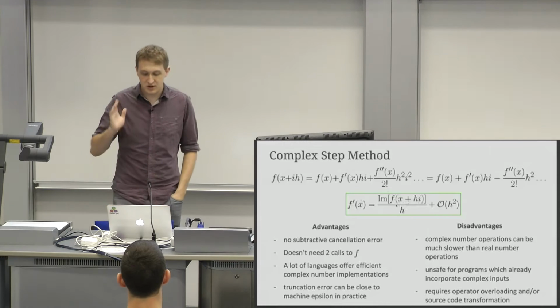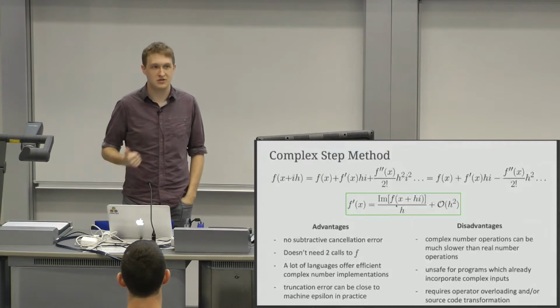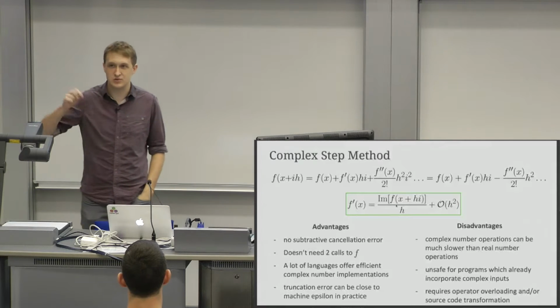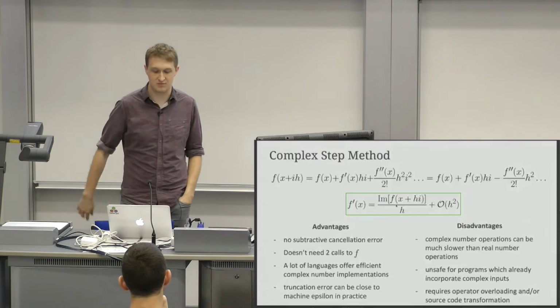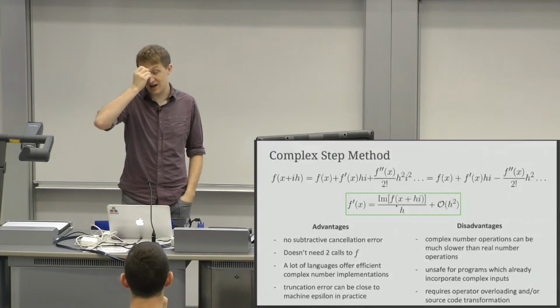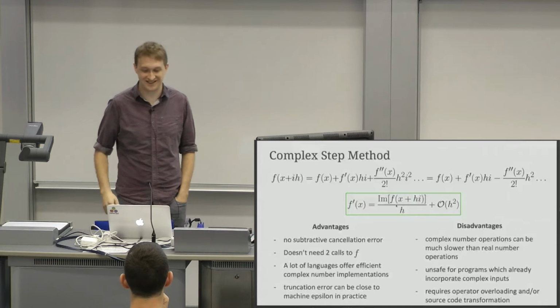This is a pretty cool method because you're only doing one call to f. There's no subtractive cancellation error, so you make h really, really small, like machine epsilon small, and then your error will be on the order of machine epsilon. A lot of languages support complex numbers pretty well too, so that's good.